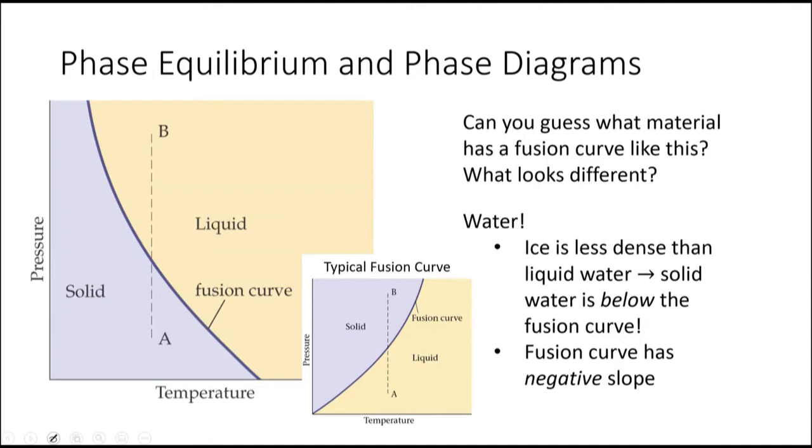All right, so why does the fusion curve have this negative slope? Why is the solid state below the liquid state for water? This goes back to the fact that the density of water actually decreases when you freeze it. So this is something very unique. It doesn't happen for many substances. Most substances become smaller when you freeze them. Not water, it expands. And so that's why we have this strange state.